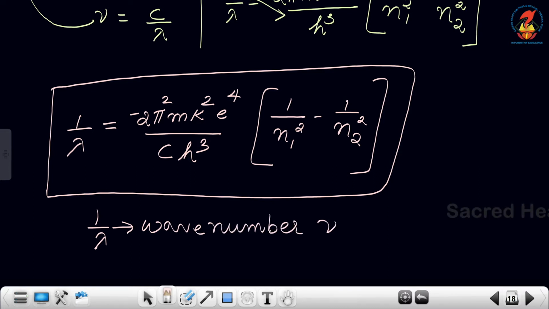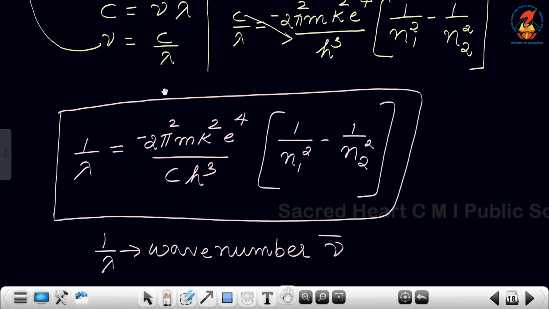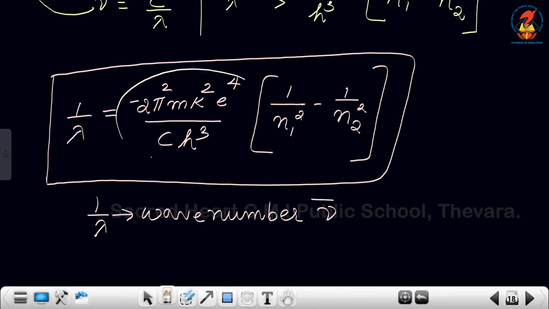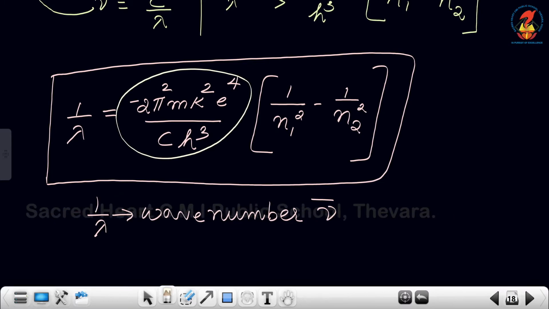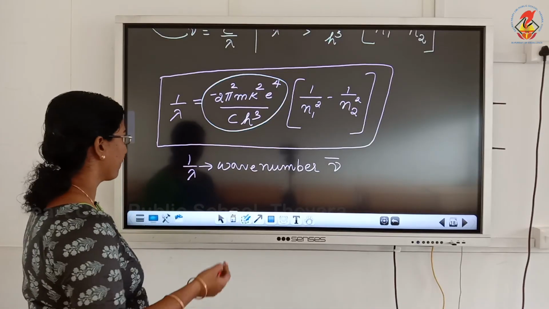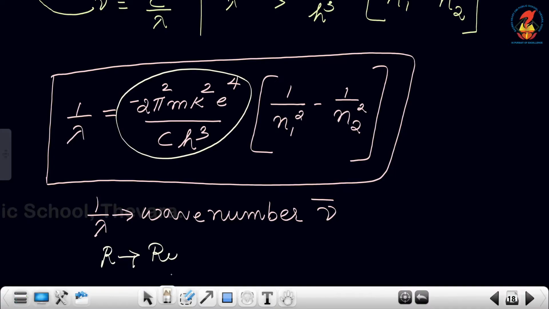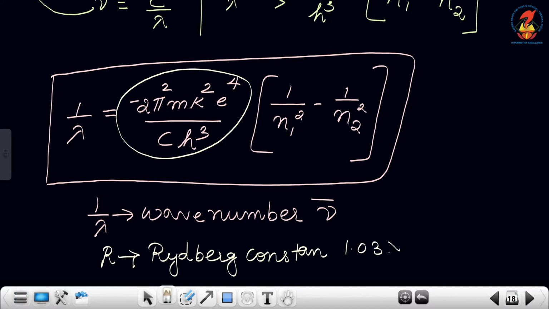Represented using nu bar, and also 2 pi square mk square e raised to 4 by ch cube is also constant. So it is known by the name R, where R is known as Rydberg's constant, having the value of 1.03 into 10 raised to 7 meter raised to minus 1.